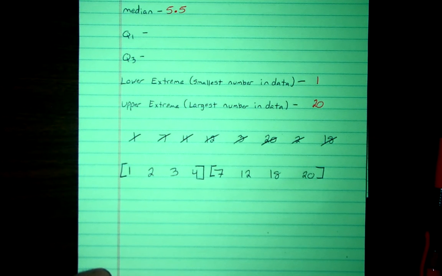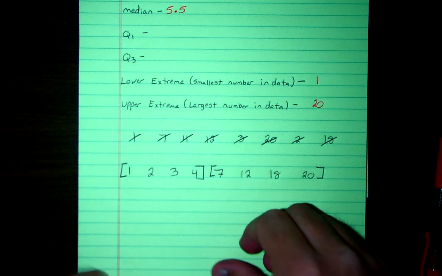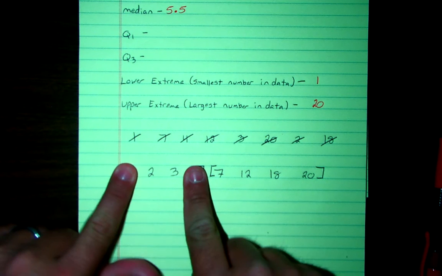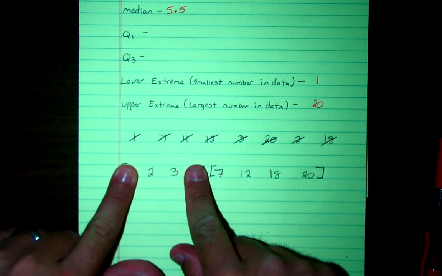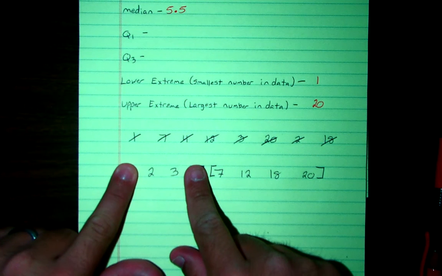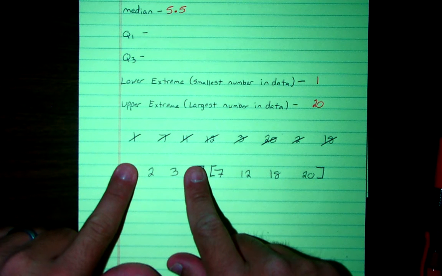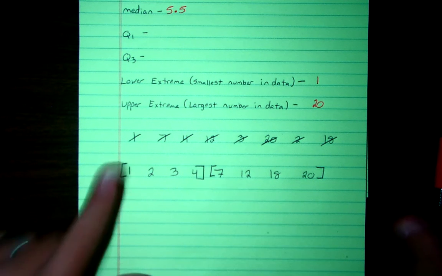So let's find our Q1. 1 off the front, 1 off the back. I have those 2 numbers left. 2 plus 3 is 5. 5 divided by 2 is 2.5. So our Q1 is 2.5.